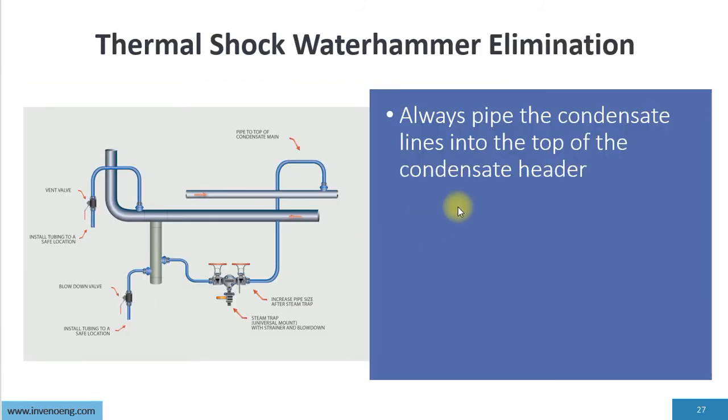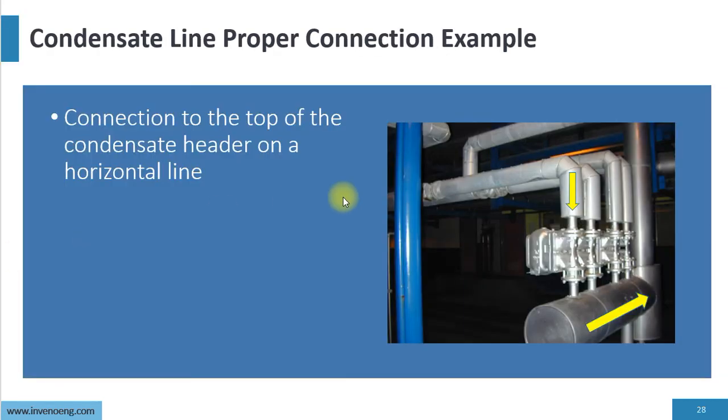So the thing about thermal shock Waterhammer elimination: always pipe to the top of the condensate header and make sure that the velocities are at 4,500 feet per minute or lower making entrance. So it's very critical to make sure that piping is sized correctly. And again, always come to the top of the condensate header.